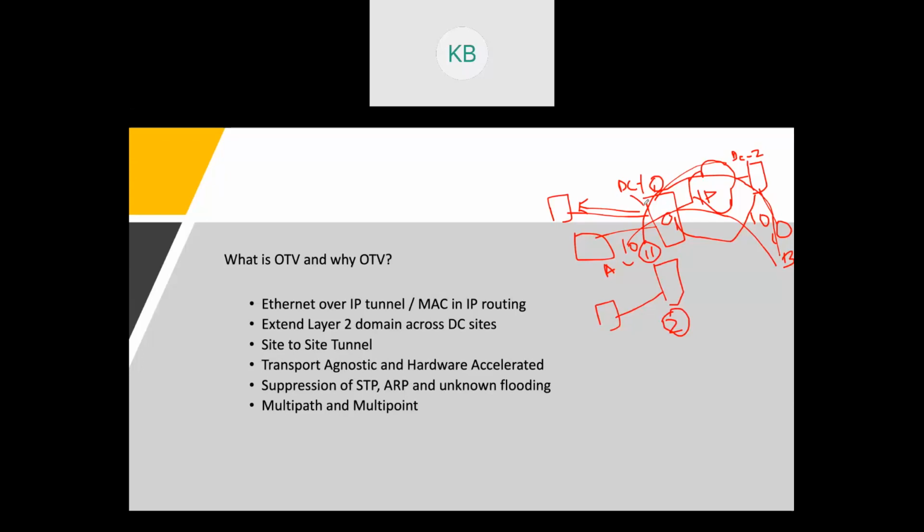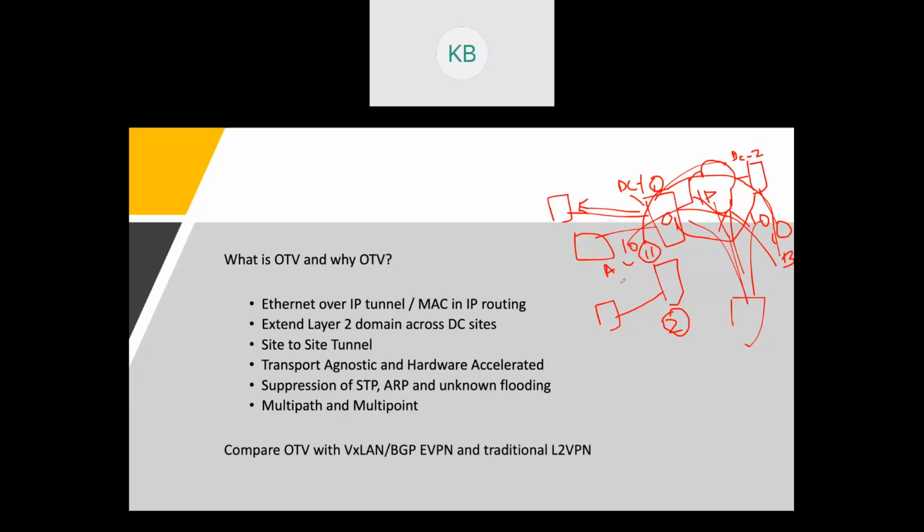Multipoint: OTV site tunnels do not necessarily have to be point to point. You can actually have more than two sites connected to the same IP network, connected to any kind of IP network, as long as you have IP reachability. It's kind of plug and play. So let's say you already have these two data center sites working together, and you have one more new site here. As long as you have IP connectivity to site 1 and site 2, you can join the same OTV tunnel. So this is point to multipoint.